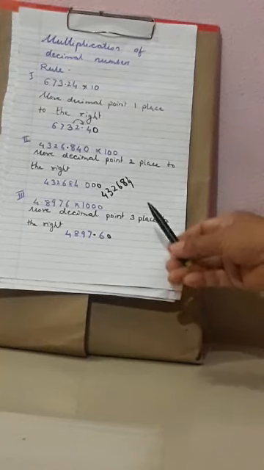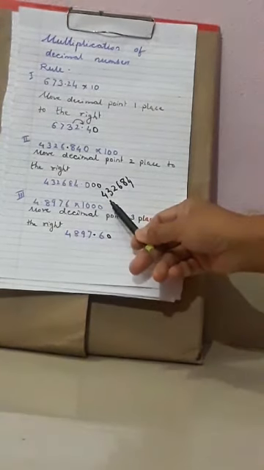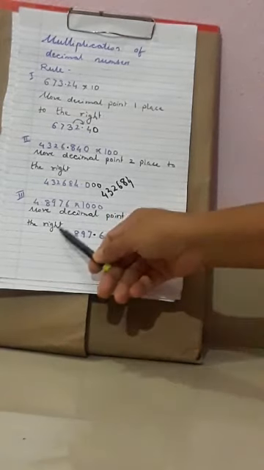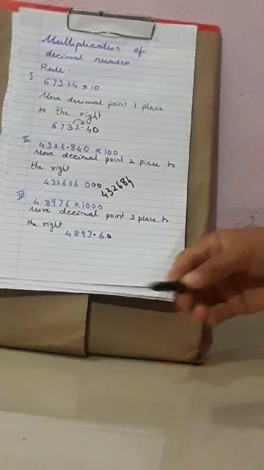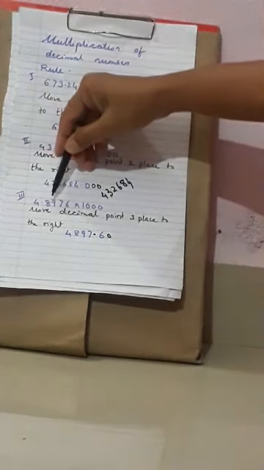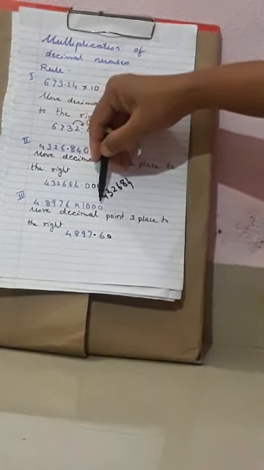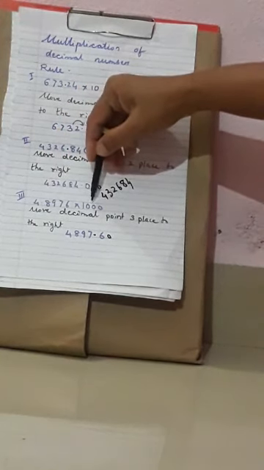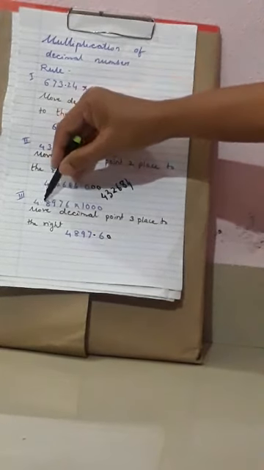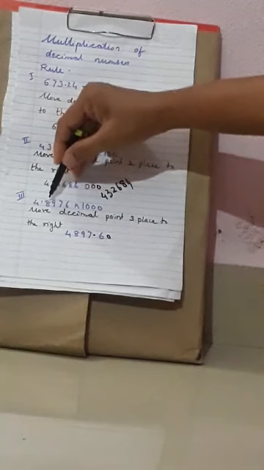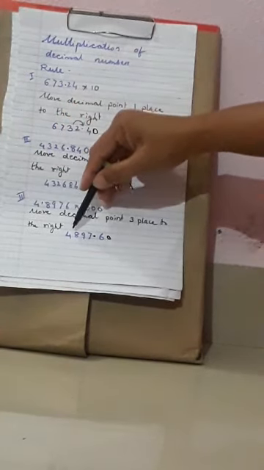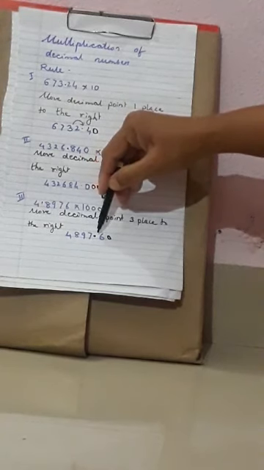Let's go with the next rule. If a decimal number is multiplied by 1000, move the decimal point 3 places to the right. How many digits do you have to move? 3 digits towards the right. Now if it is 4.8976, multiplied by 1000, how many zeros are there? 3 zeros. So that many digits it will move towards the right. So where is the decimal point? Before 8. Now where will it move? 1, 2, 3. So after 7. So here you got 4897.60.